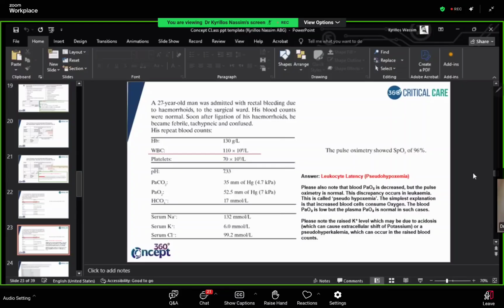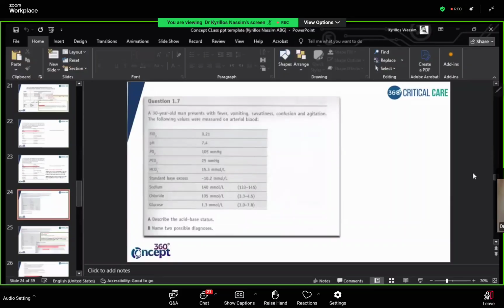Please also note the potassium here is 6, which may be due to acidosis, due to extracellular shift of potassium, or pseudohyperkalemia, which occurs with raised blood counts, which we have here with the white blood cells. So let's go to the next question.